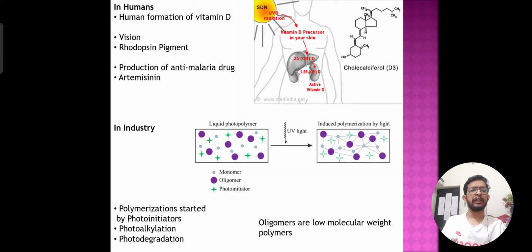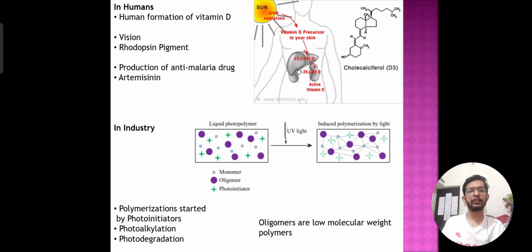In humans, many photochemical reactions take place, such as the formation of vitamin D, also known as cholecalciferol, by exposure to sunlight. Vision is also initiated by a photochemical reaction of the rhodopsin pigment. Photochemical production of artemisinin, an anti-malaria drug, has been a major weapon in the fight against malaria worldwide.